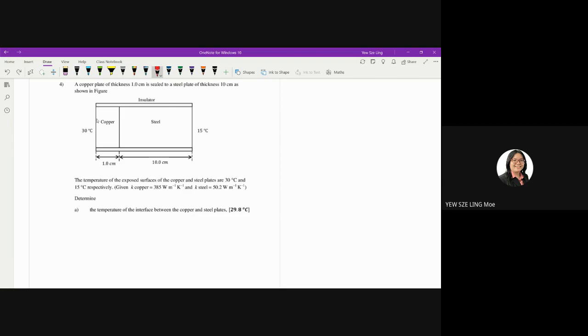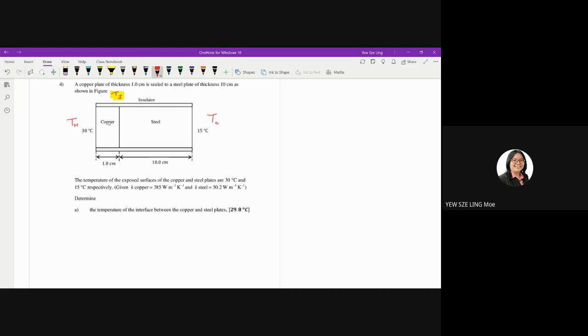So now you have a hot end here. I'm going to call it TH, hot end. And then the steel, I'm going to call it cold end, TC. And then the joint end, I'm going to call it TJ. So TH, TC, and TJ to make it easier for me. Now the question asks you to determine the temperature of the interface between copper and the steel plate, meaning that it is asking for the temperature at the joint. The temperature at the joint is an unknown. So what should we do?